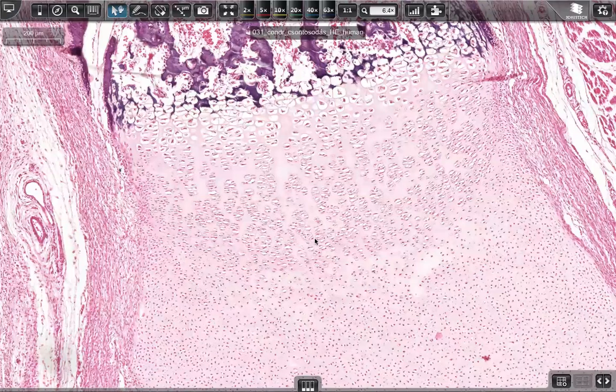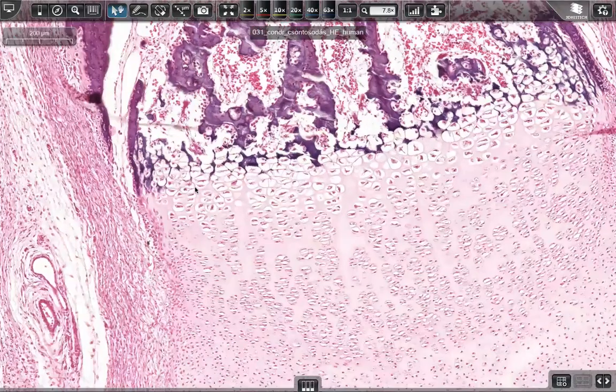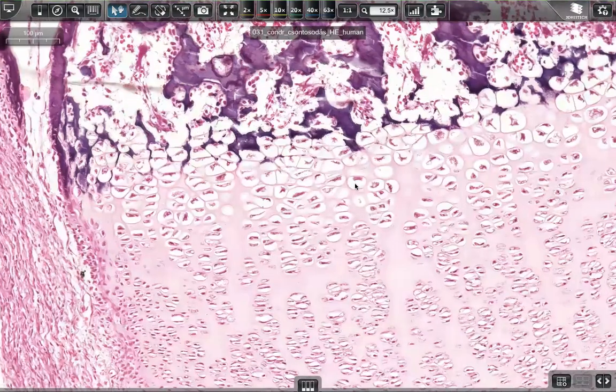And then closer to the bony collar, they are properly degenerating. So here they are getting bigger and bigger, the nuclei are getting smaller. So the typical signs of the degeneration are presented. They become hypertrophic. So this is the zone of degeneration or zone of hypertrophy.